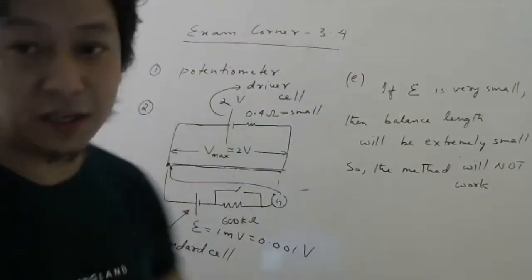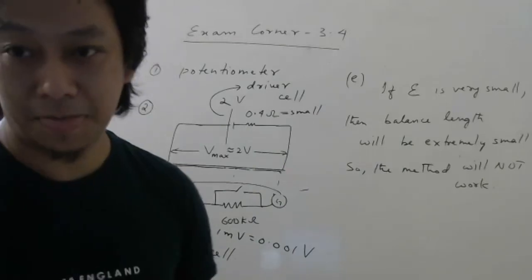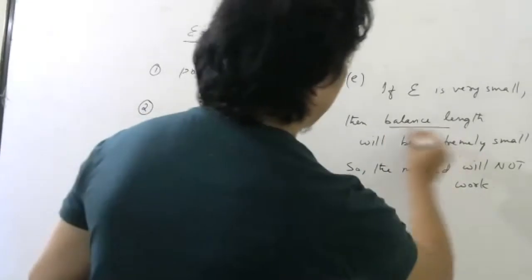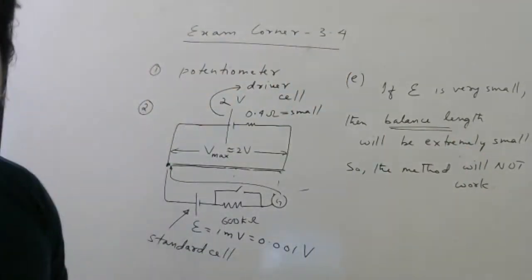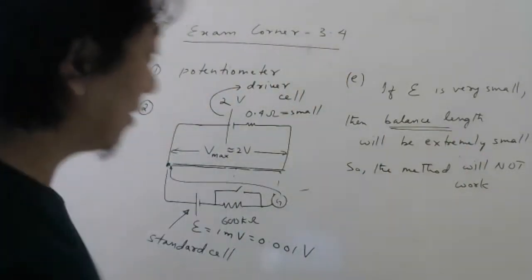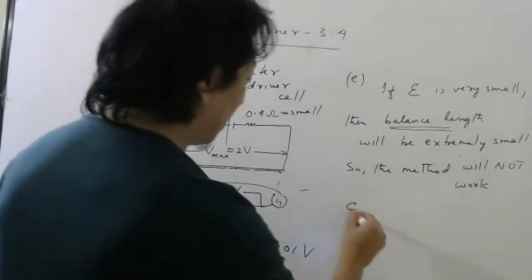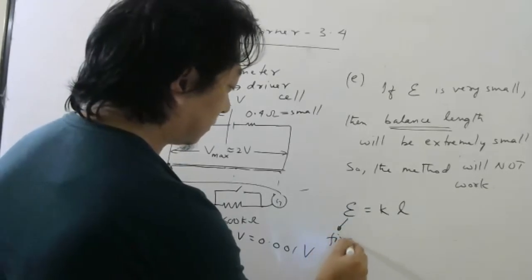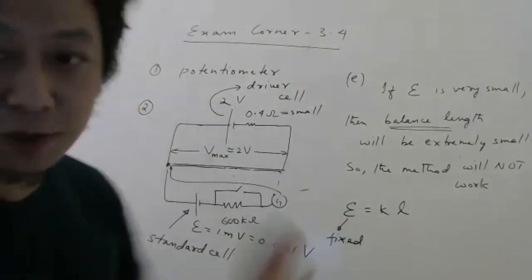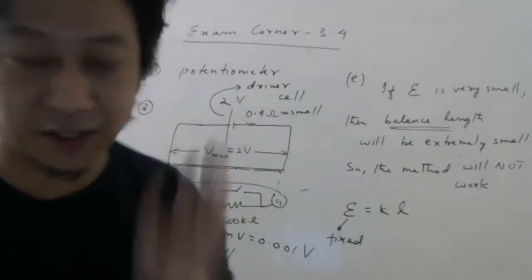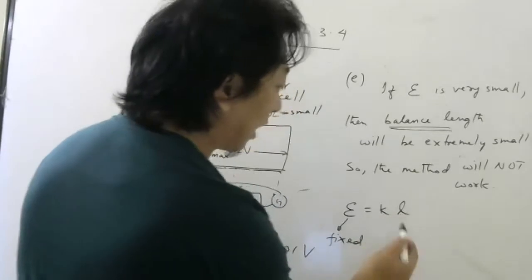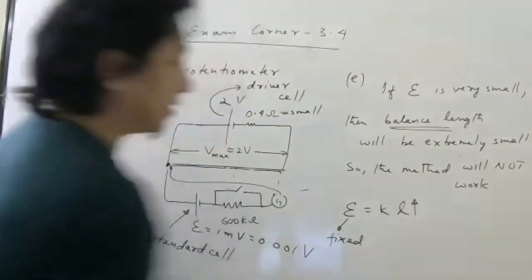Now they are asking, how can you modify the circuit so that it works? Look here. You have to try to increase the balance length. Yes or no, students? Now look here. EMF is K into L. This is fixed. You want to measure a certain EMF, that is fixed. Now balance length is very small right now. So what I want to do, I want to increase the balance length.